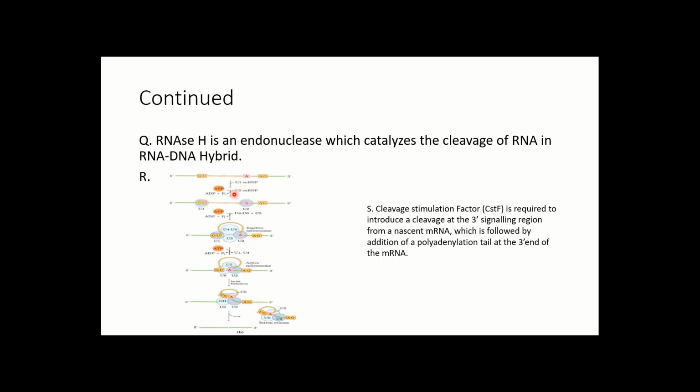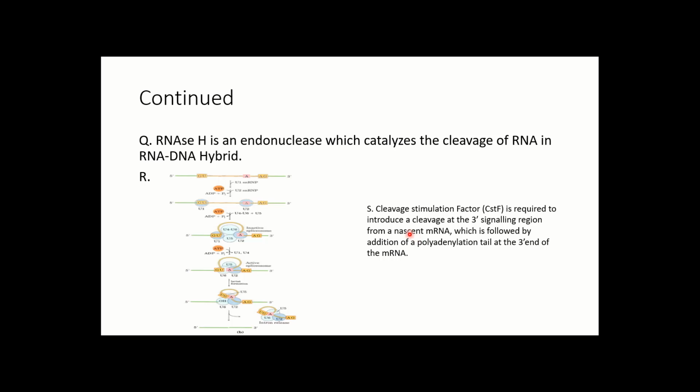Initially U1 will come, then U2, then U4 and U6 will come, and they will form this lariat kind of structure. After that U1 and U4 will be removed, so only U2, U5 and U6 will be there, and this loop will be formed. After that this loop will be released as a lariat. So the intron will be released as a lariat and there will be only 2 exons. The intron is spliced out by this splicing machinery, which is composed of small nuclear RNAs. That is the role of snRNA.